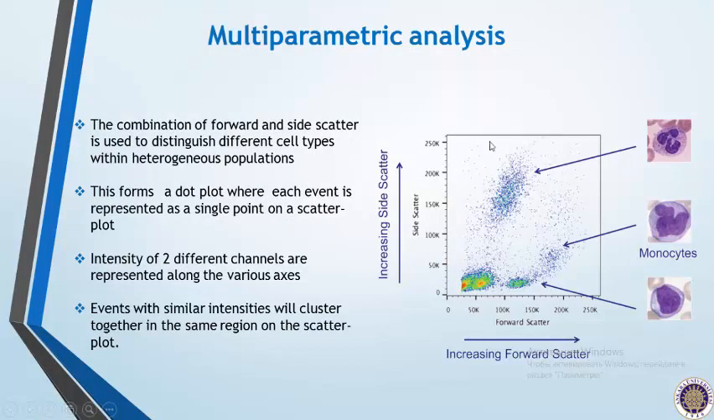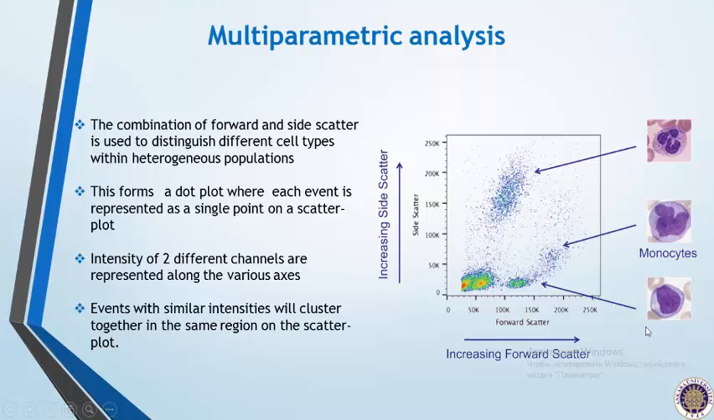So the multiparametric analysis is usually performed by combining the forward and side scatter data, and this is used to distinguish different cell types within a heterogeneous population. In order to form those graphs, intensity of two different channels are represented along the various axes. This forms a dot plot where each event is represented as a single point on a scatter plot. Events with similar intensities will cluster together in the same region on the scatter plot. From this figure, for example, we know that the monocytes will form the cluster in this region of the graph.